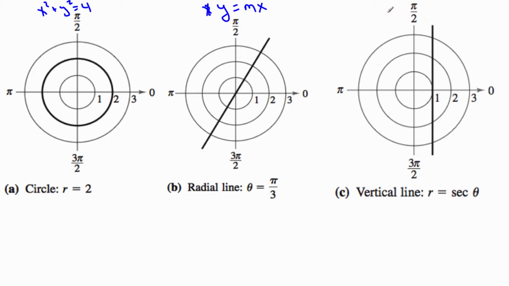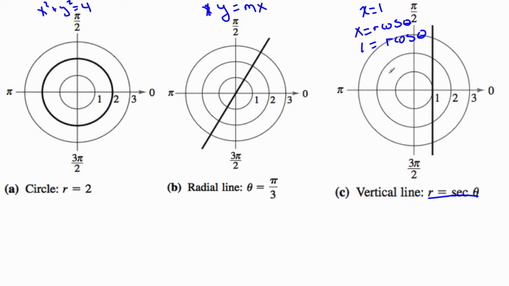Now let's look at vertical lines. When I say I have a vertical line, what am I saying? I'm saying x equals, and in this case, x equals 1. Now let's look at the conversion. I know x is r cosine theta. So if x is 1, this is r cosine theta. So indeed, when I solve this for r, I get r secant theta.